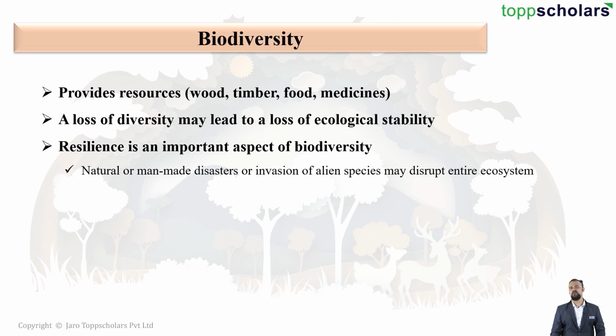Let us take an example of certain alien species. Now, there is a species of grass known as Parthenium and another species of plant known as Lantana. These are called invasive species. These plants grow very quickly and use up all the nutrients present in soil, and therefore they cause damage to the indigenous and local plants.